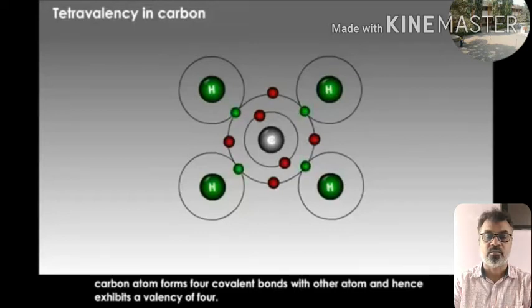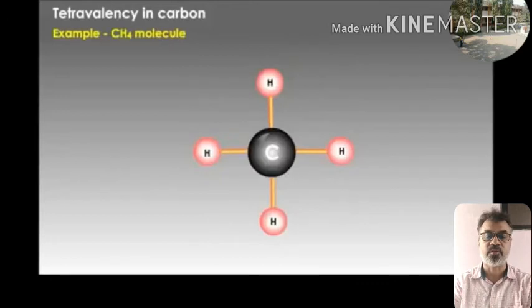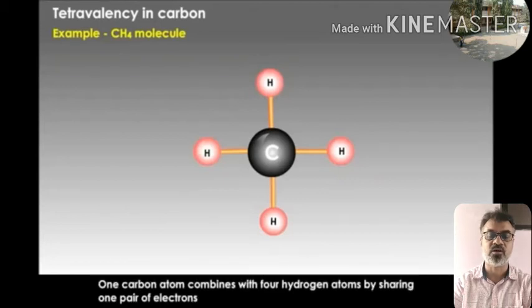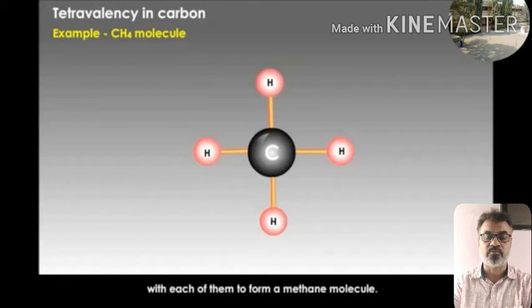Here, the 4 hydrogen atoms are attached to the 4 valence electrons present in the outermost shell of carbon. For example, the methane molecule, CH4. If you see the methane molecule, carbon is attached to the 4 hydrogen atoms by single covalent bonds. The carbon atom has 4 electrons in its outermost shell. That's why it is connected to the 4 hydrogen atoms, each of which has a valency of 1. One carbon atom combines with 4 hydrogen atoms to form a methane molecule.